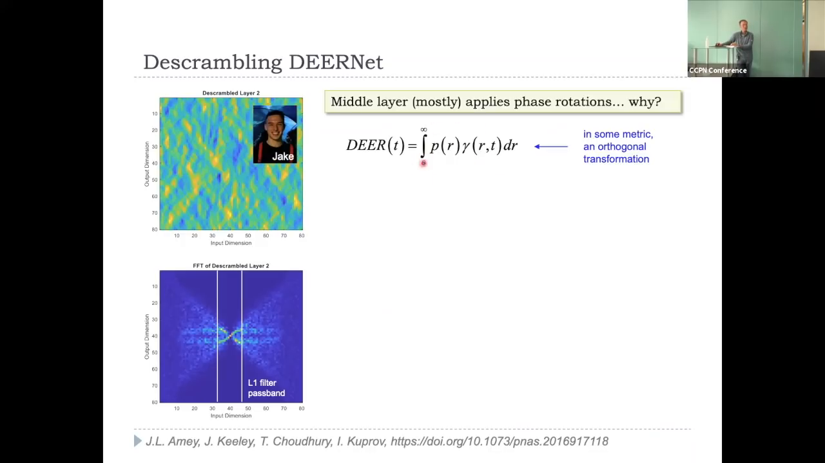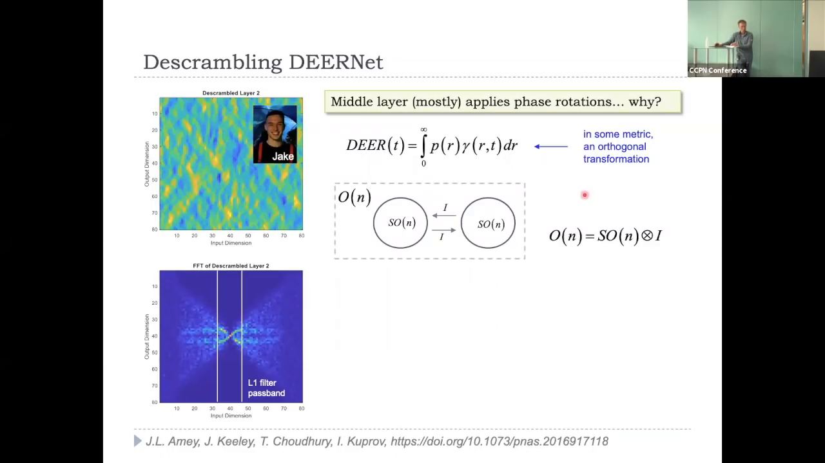Linearly independent stuff goes in, linearly independent stuff goes out. In some metric, this is an orthogonal transformation. If you look at the structure of the orthogonal group, the ON, it's actually internally discrete. It has two path-connected SON submanifolds, special orthogonal groups, connected by a discrete inversion operation.